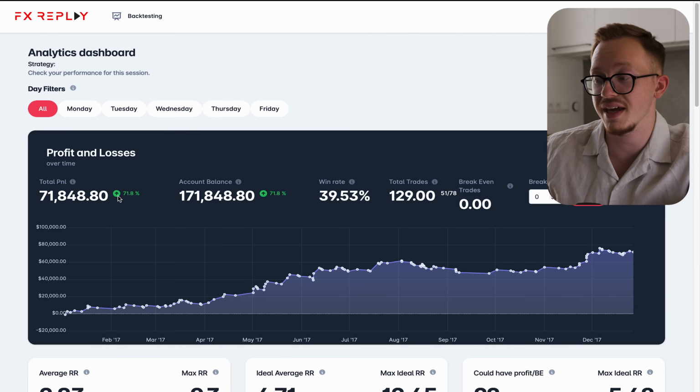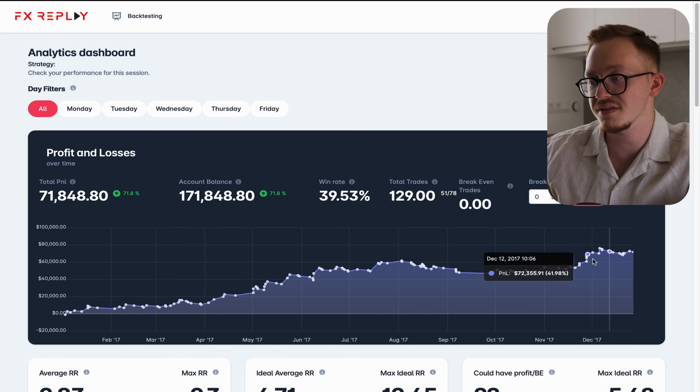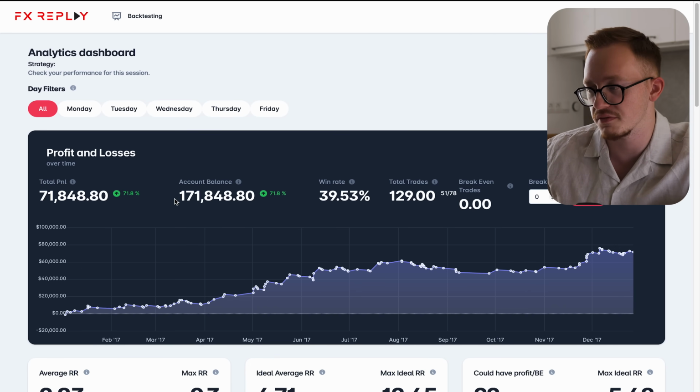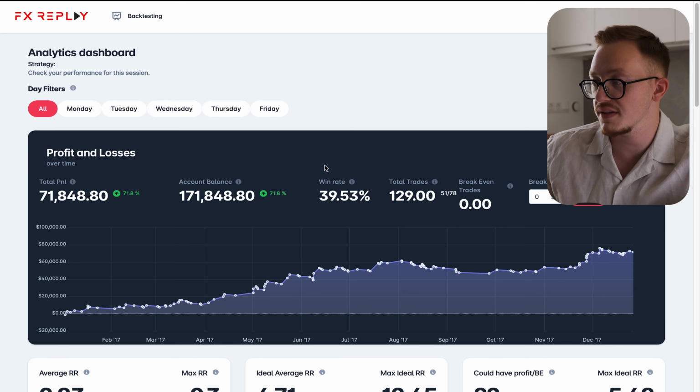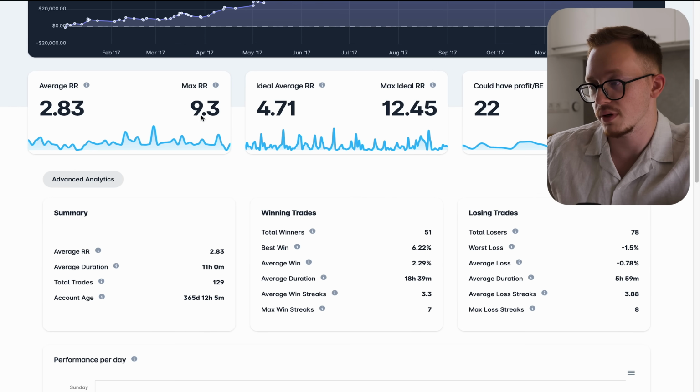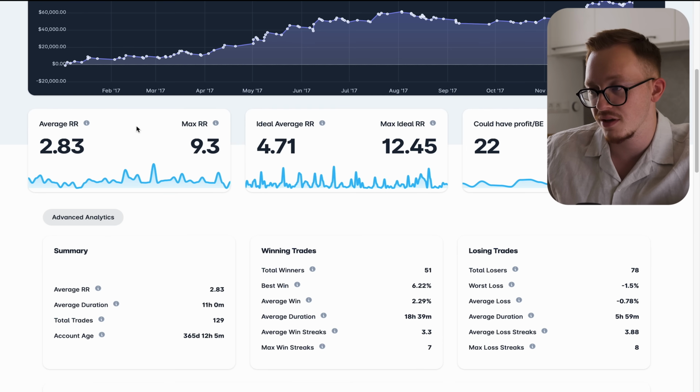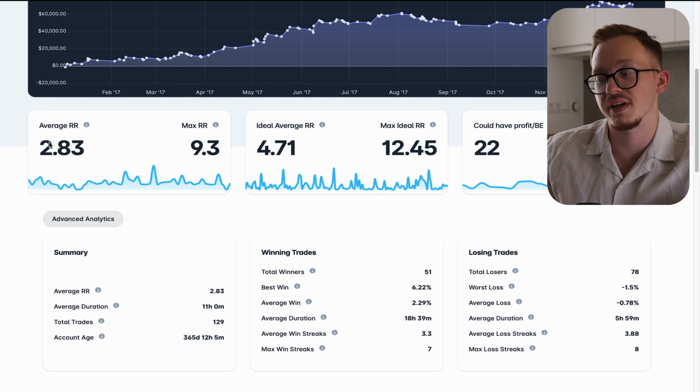So a 71.8% return over 12 months, that's roughly 6% a month. So that's very healthy. A 39.5% win rate and 130 trades. So right now, the juicy statistics. We have an average risk reward of 2.8. Like I said, I'm going for a bit higher risk rewards. So most of the time, as you guys know, my baseball hitters are the 2R trades. But I also have trades of 9R inside of this backtesting session. And that of course takes that average a lot higher.